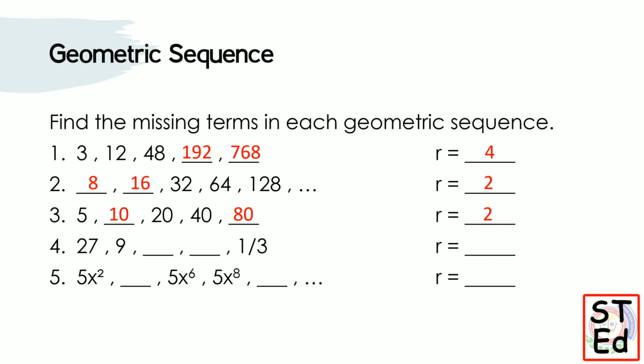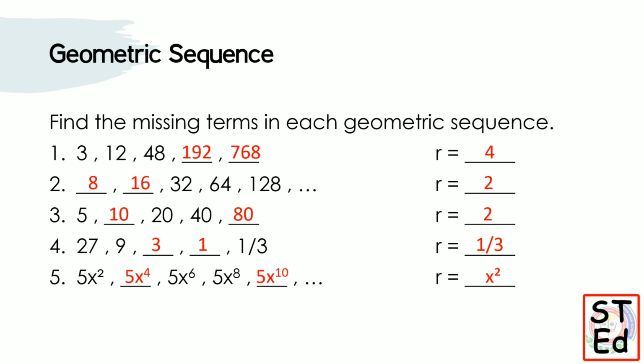Item number 3. The common ratio is 2. So, the missing terms are 10 and 80. Item number 4, the sequence is decreasing, so the common ratio becomes a fraction. That's 9 divided by 27, which is equal to 1/3. Thus, the missing terms are 3 and 1.